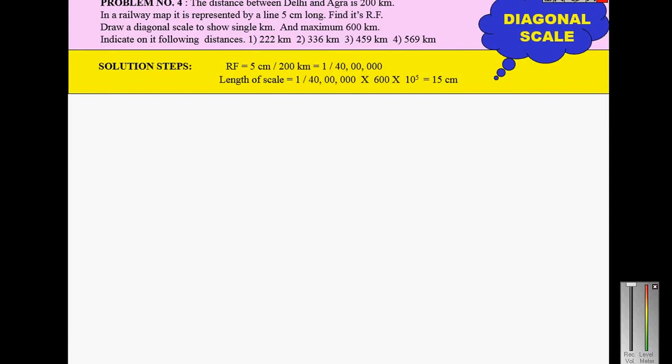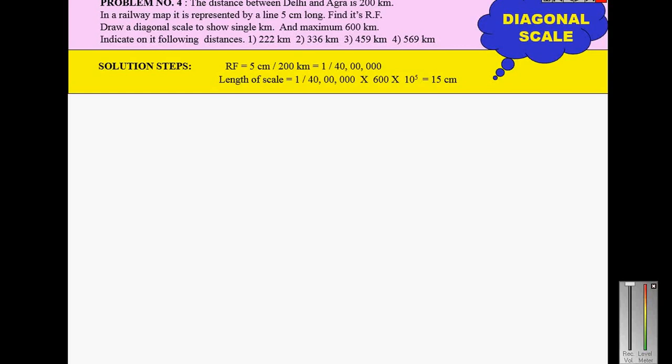So our first step is to calculate the RF. So RF is distance on drawing divided by distance on object. Here the distance on drawing is 5 cm and the actual distance is 200 km.